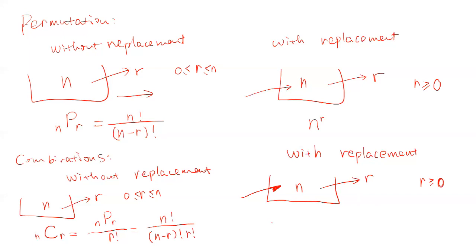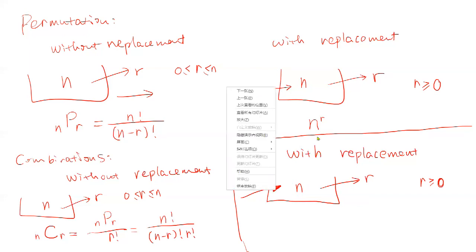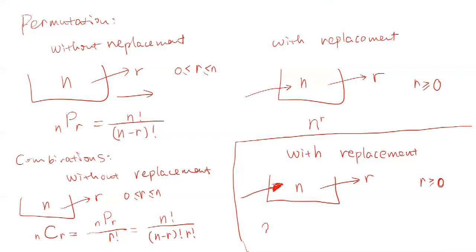So in this case, the question is, how many ways can it be done if we draw r elements out of the n element box, and for each element we draw, we replace the same element into the box? Okay, I'll give you 5 minutes to think about this problem.